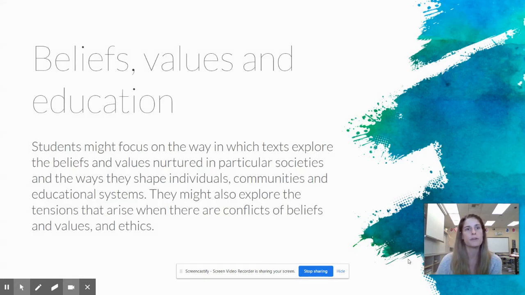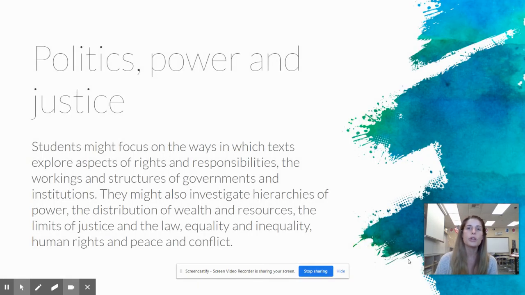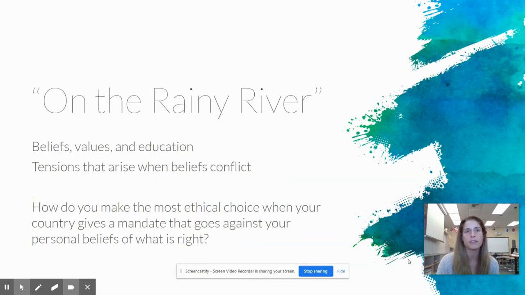Another topic that you could focus on are beliefs, values, and education. So maybe you want to explore educational systems or how we develop our beliefs and values. You can also look at politics, power, and justice. So examining power structures, hierarchies, distribution of wealth, equality, inequality, power, and conflict.